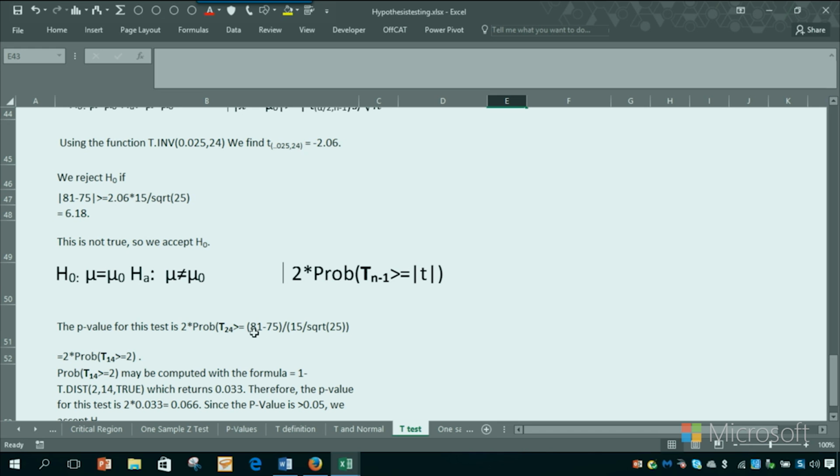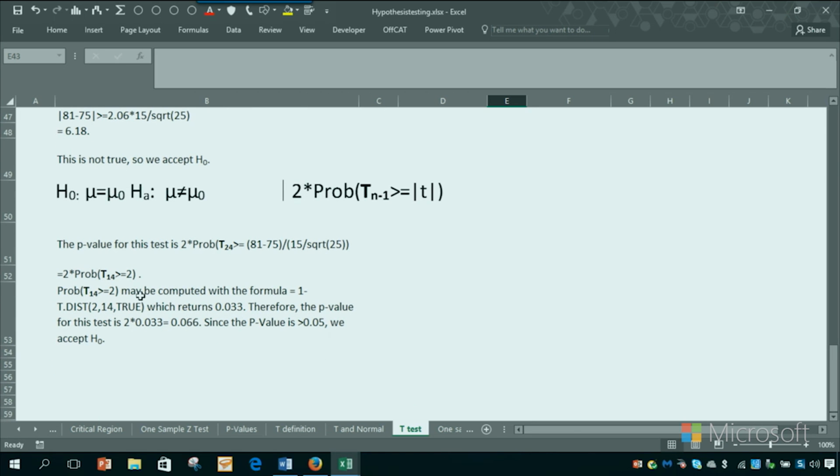It's the sample mean 81 minus the hypothesis mean of 75 divided by the sample standard deviation divided by the square root of the sample size, which is 25. So 15 divided by the square root of 25 is 15 divided by 5 is 3. 81 minus 75 is 6. 6 divided by 3 comes out to be 2. So the p-value would be twice the probability a t-random variable with 24 degrees of freedom is greater than or equal to 2.